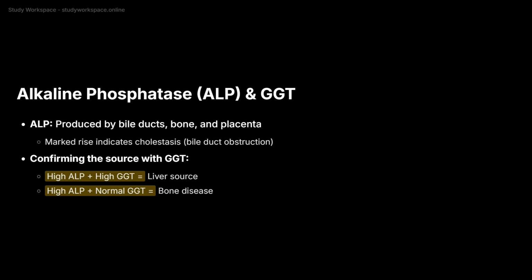Now let's look at alkaline phosphatase, or ALP. This enzyme is produced mainly by the bile ducts, but is also found in bone and the placenta. A marked rise usually indicates cholestasis, or bile duct obstruction. To confirm that a raised ALP is coming from the liver, check gamma-glutamyl transferase, or GGT. If both ALP and GGT are elevated, the source is the liver. If ALP is elevated but GGT is normal, think bone disease instead.